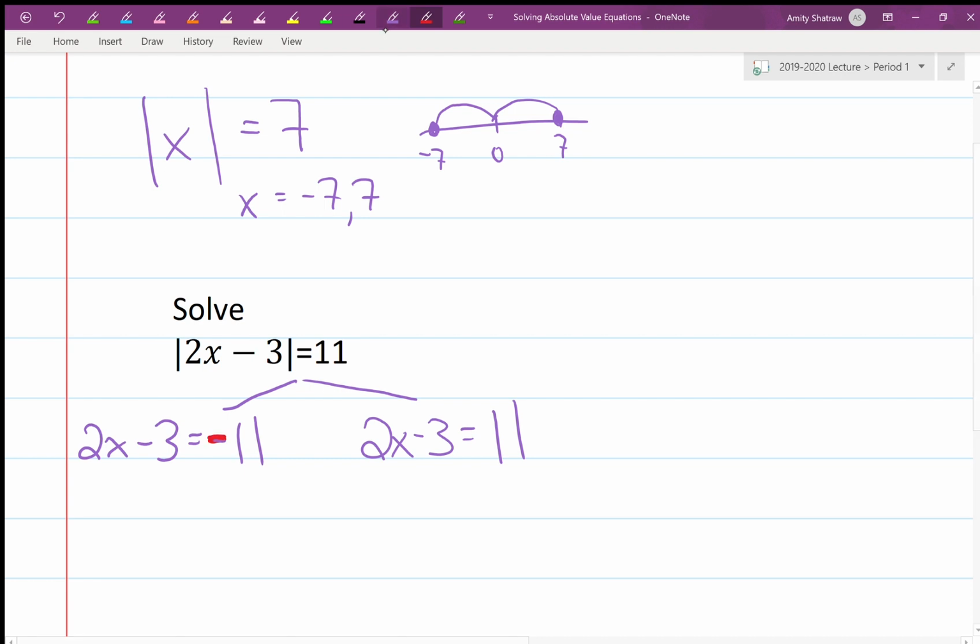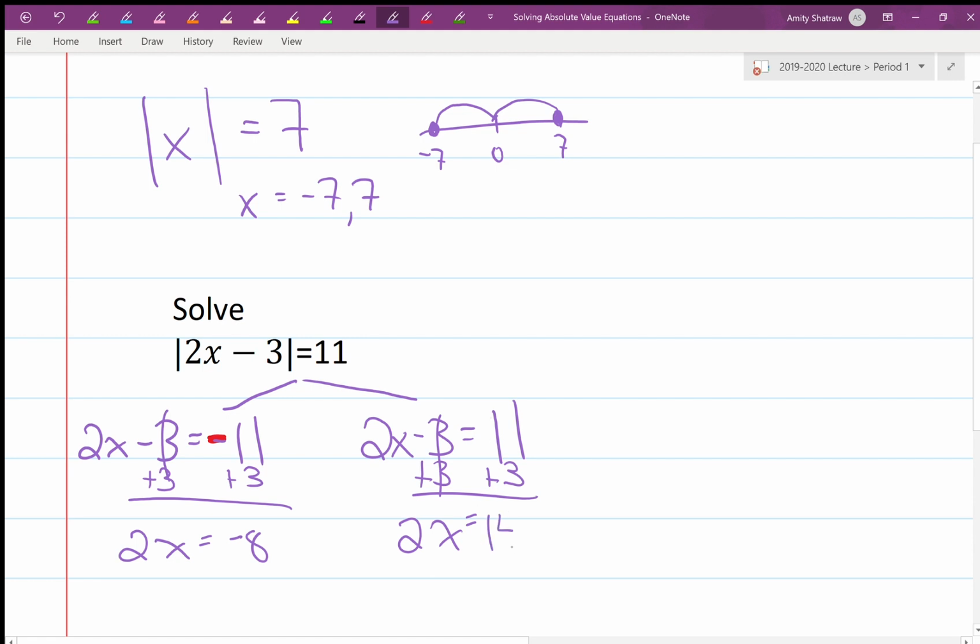Okay, so now that we have them separated and they look just like a regular equation, you're like, oh yeah, I remember my properties of equality say I can add 3 here. I could add 3 here. And I'm going to end up with 2x equals, you owe somebody $11, you give them back $3, you still owe them $8. 2x equals, well, you have $11, you add $3, you get $14.